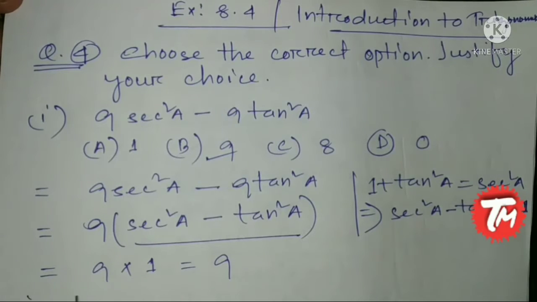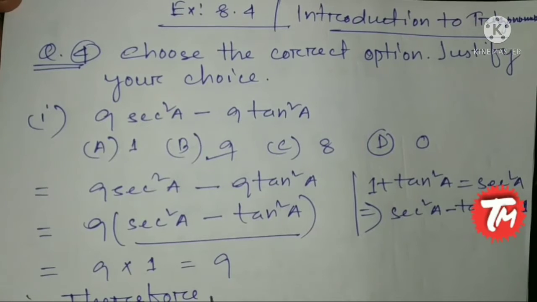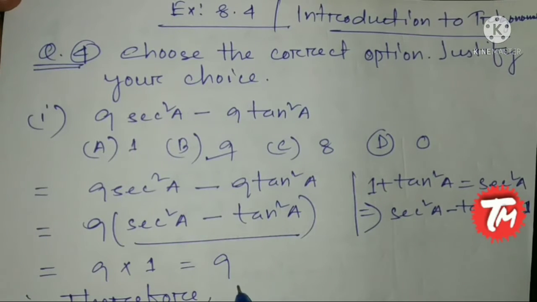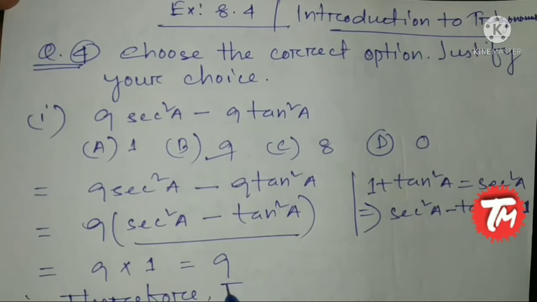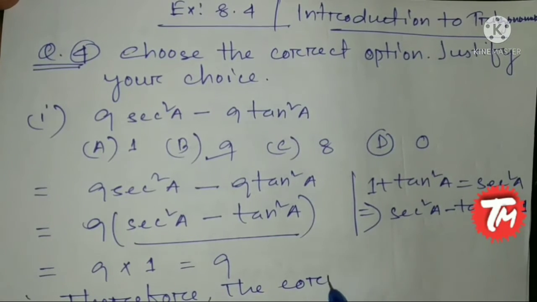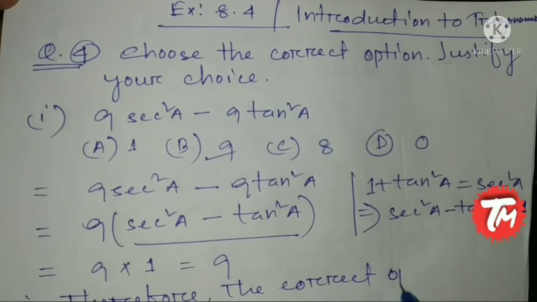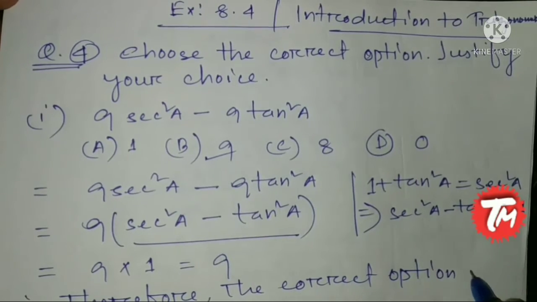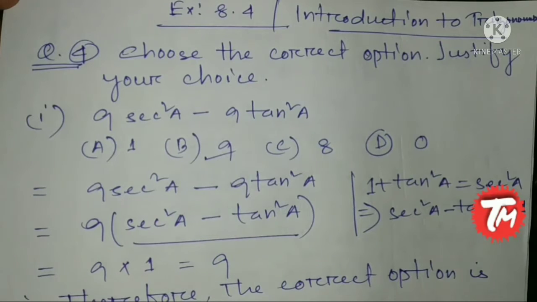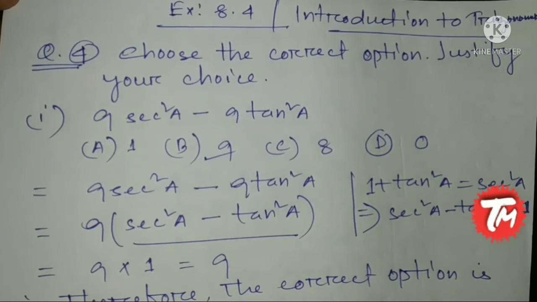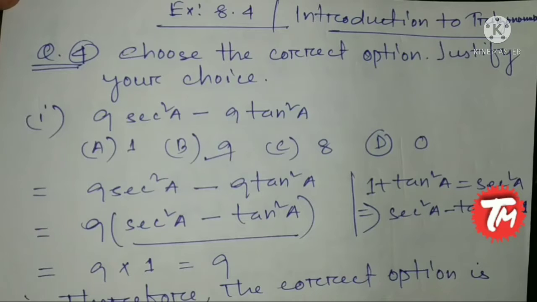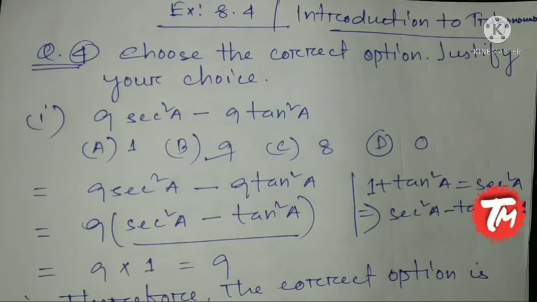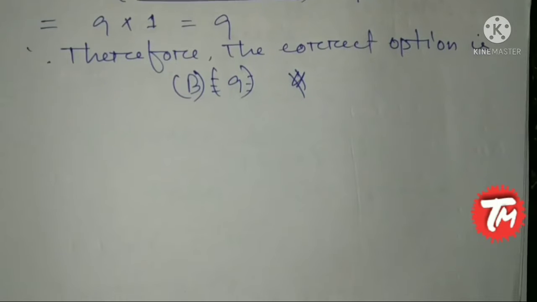So therefore you can write here: therefore the correct option is this one, B, 9. B, 9. Okay, so this is the answer. And then after that comes the second question.